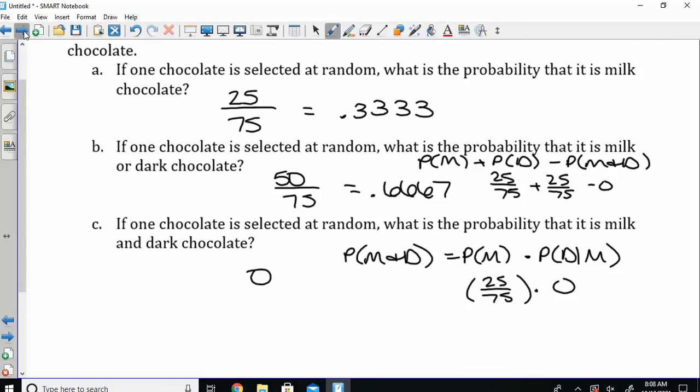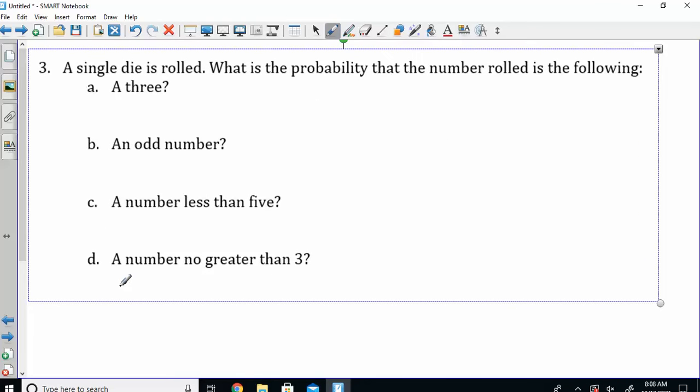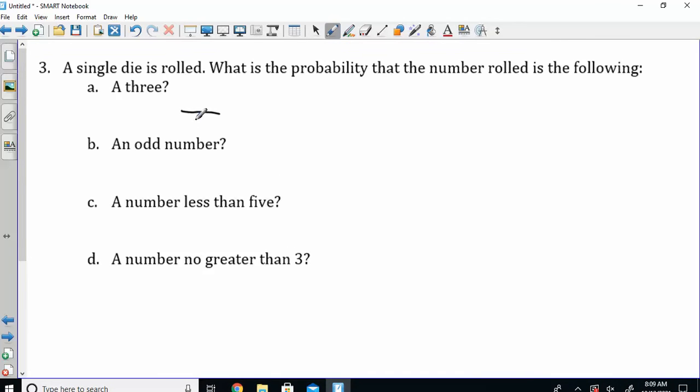All right. Next question. Let's talk about rolling a dice. What is the probability that that number is a 3? How many possible outcomes are there when you roll a dice? 6. And how many of them are 3s? 1. So 1 out of 6, which is 0.1667.